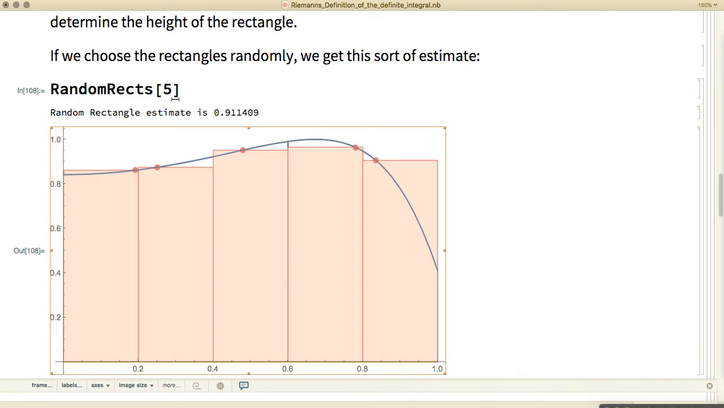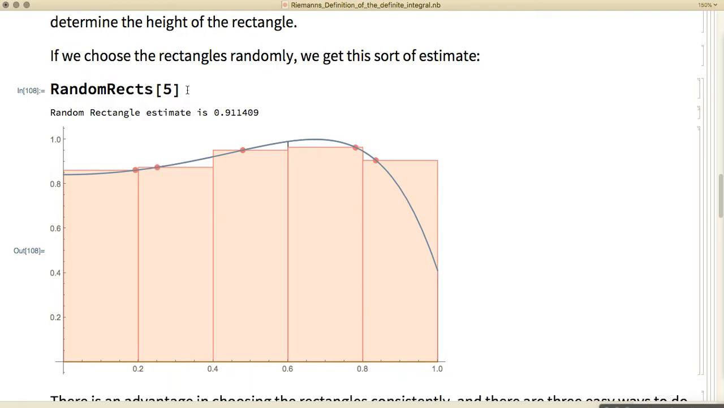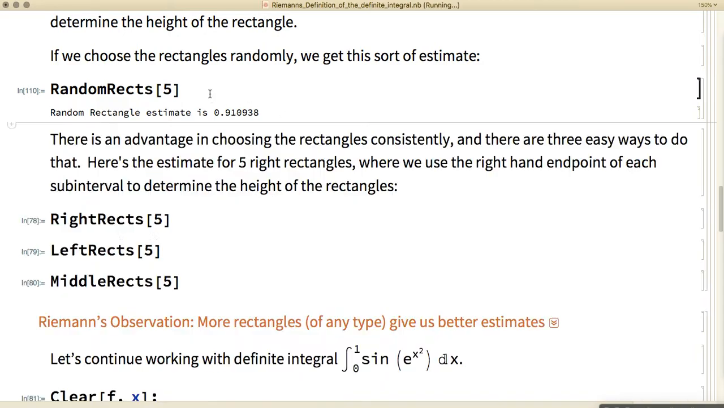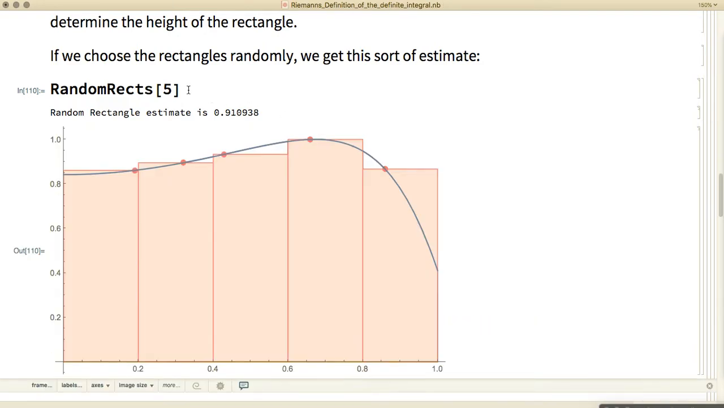fifth rectangle. Now these are random rectangles, so if I reactivate the command, I get a different set of rectangles. And if I do it again, I get a different set of rectangles. And you can do this all day long.